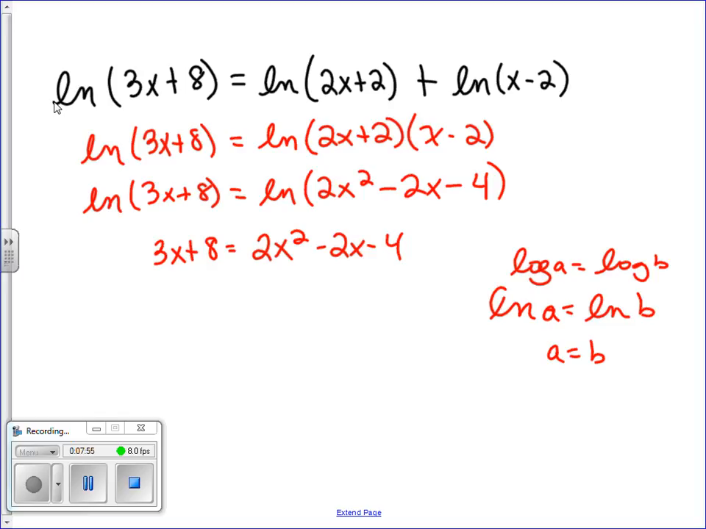And then from here you just solve it. So it's a quadratic, so I need to make it equal 0. 2x squared minus 5x minus 12.